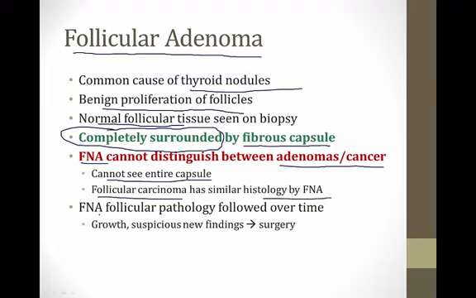In actual practice, when a fine needle aspiration shows follicular pathology, it's often followed over time, and if the adenoma begins to grow or develops suspicious findings like irregular borders, then often the patient goes to surgery, because you need to remove the entire thyroid to determine whether or not you have an adenoma completely contained by a fibrous capsule or whether you have a carcinoma.